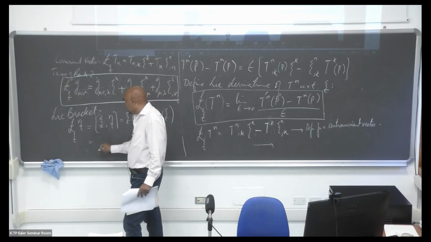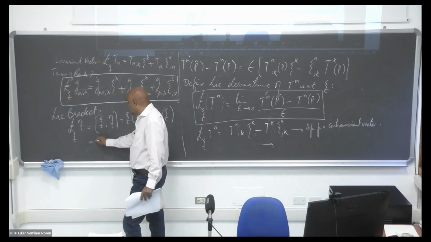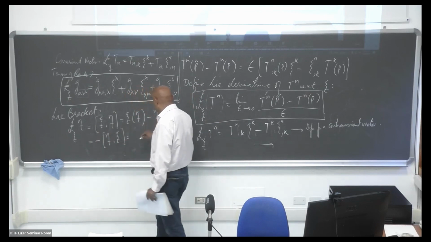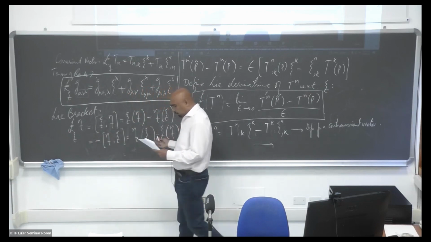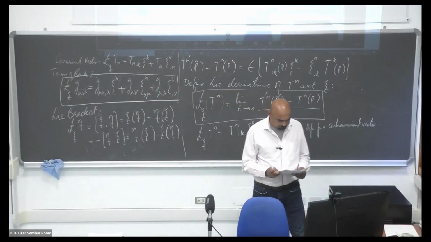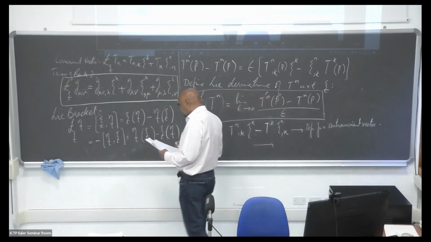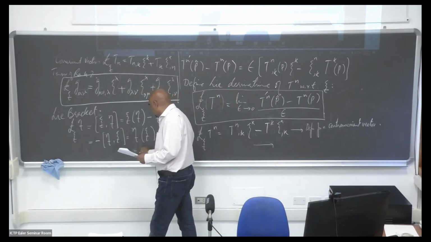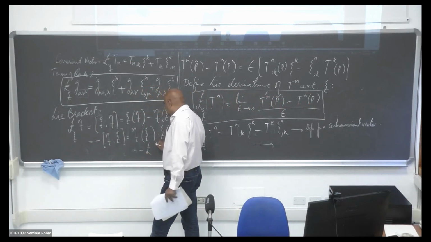And this is a skew-symmetric, anti-symmetric bracket, which means that this will be the opposite of this. So by definition, it is clear that this is a skew-symmetric bracket. And so this is the negative of the Lie derivative of xi.